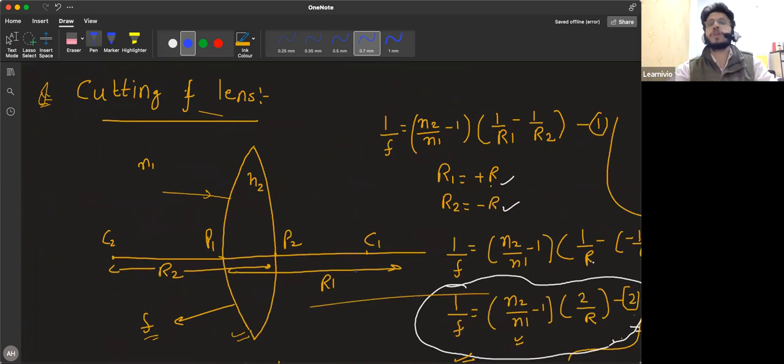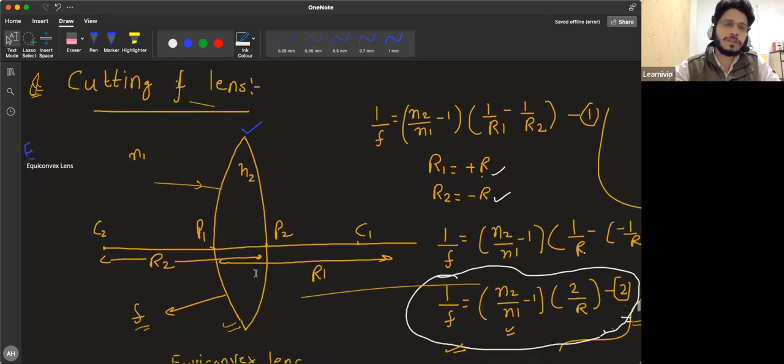Next, you have questions on cutting off lens. He'll give you a lens having some radius of curvature R1 and R2. We can consider that this lens is an equiconvex lens. Equiconvex lens means a lens for which both the surfaces have the same radius of curvature. First surface and second surface, R1 and R2 are equal.